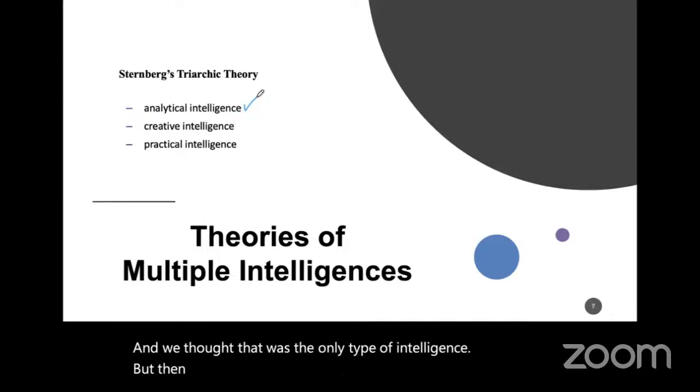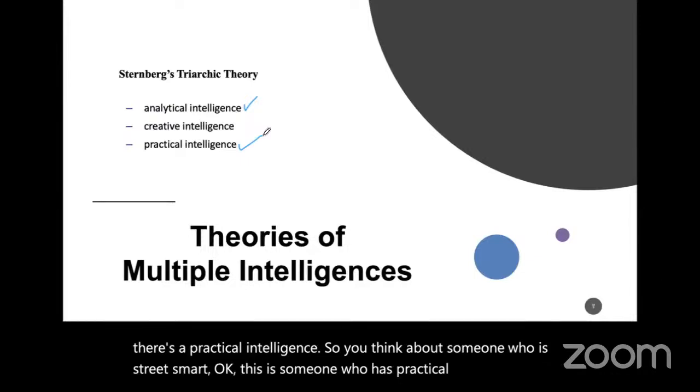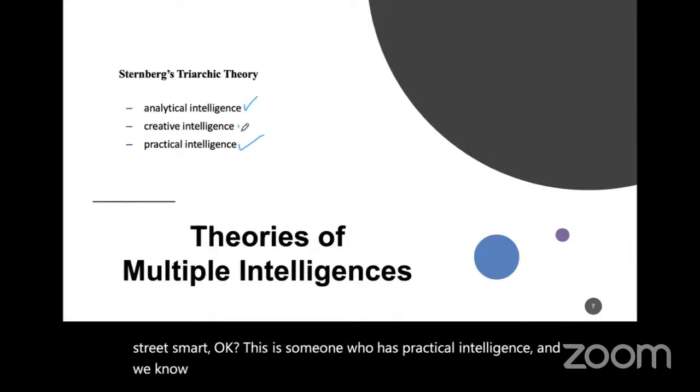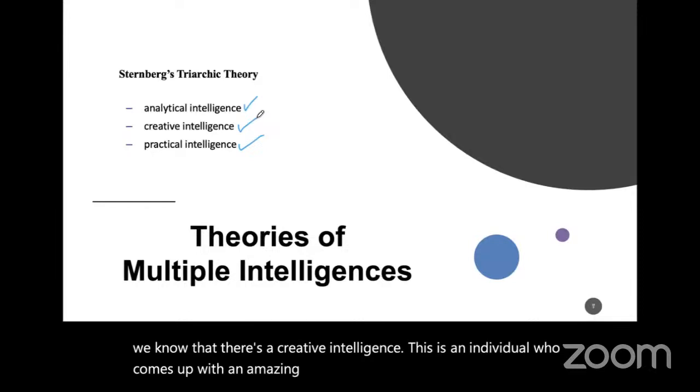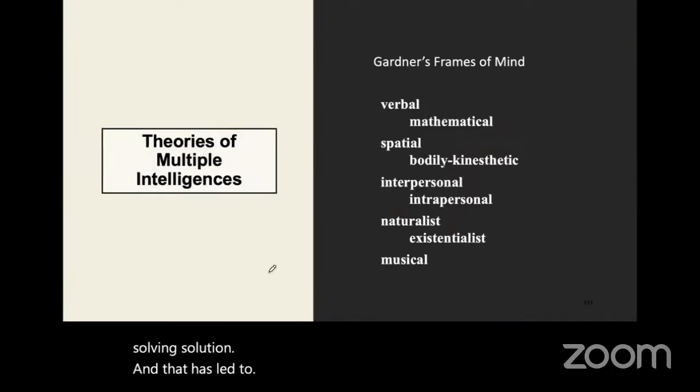But then as we started moving forward, we also recognized that there's a practical intelligence. You think about someone who is street smart, okay? This is someone who has practical intelligence. And we know that there's a creative intelligence. This is an individual who comes up with amazing ideas and is very creative in their problem-solving solutions. And that has led to all types of different types of intelligence that we're looking at.